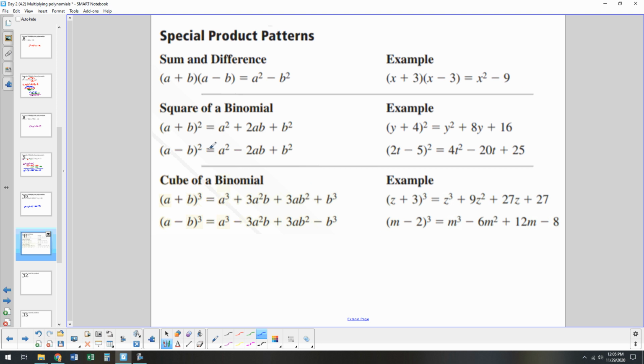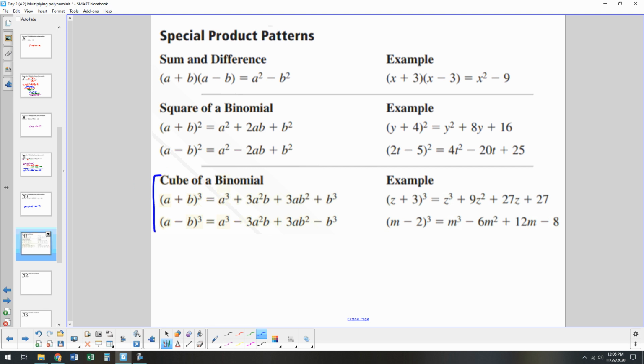The square of a binomial, right, if I had a plus b squared, that's the same as saying a plus b times a plus b, right? We can't just distribute the square. That's not how this works. So what we end up with is a squared plus 2 times the product of the terms plus b squared. And if it was a minus, the only thing that changes is it's a minus 2 times the product.